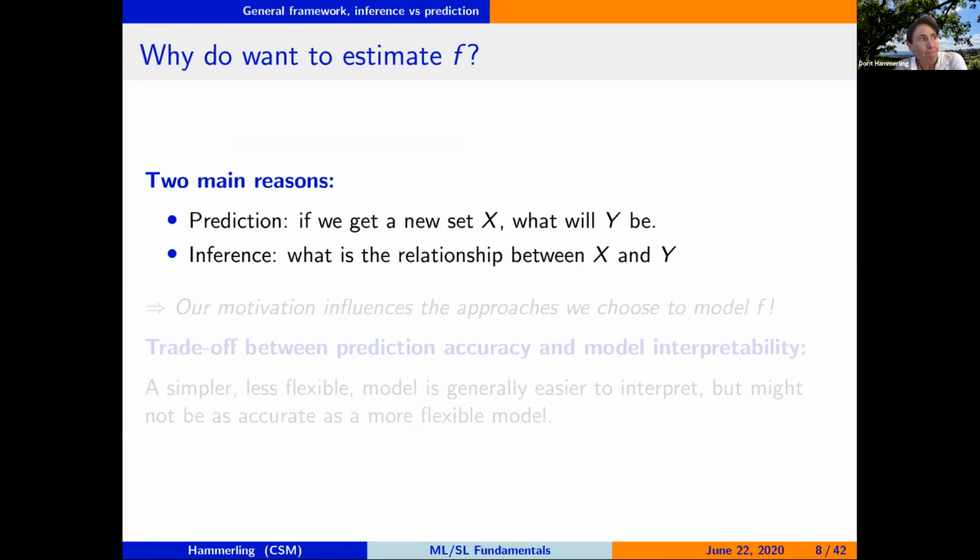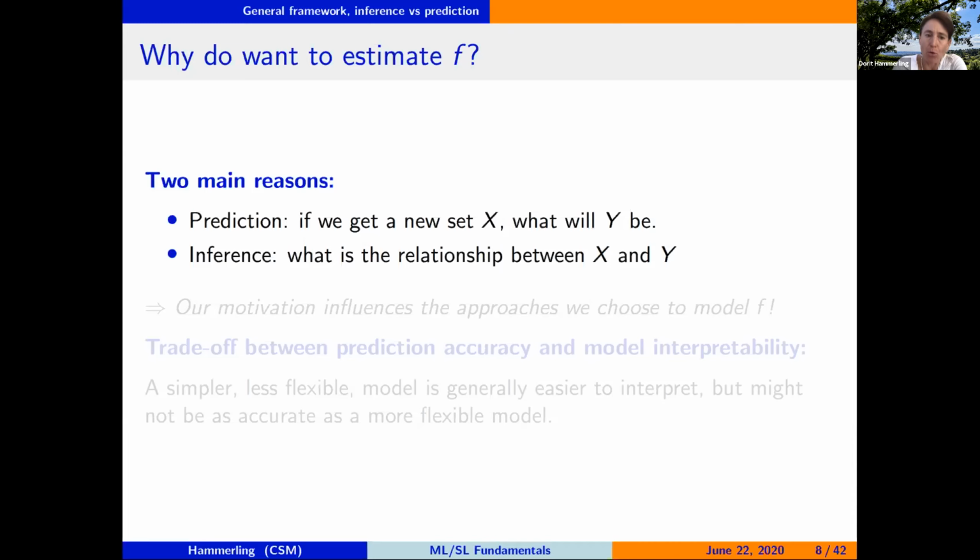So when we want to estimate f, so now we are after what is that function that relates these inputs to the outputs, there are two main reasons why we want to do that, what our motivation for doing this in the first place is. One is prediction. That means if we get a new set of x, what will y be? So if you want to see, will we have a tornado forming? That's what you're interested in. This falls in the realm of prediction.